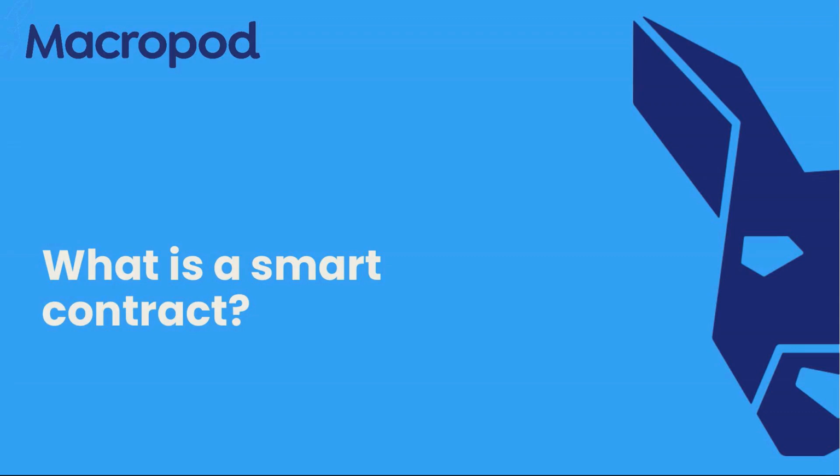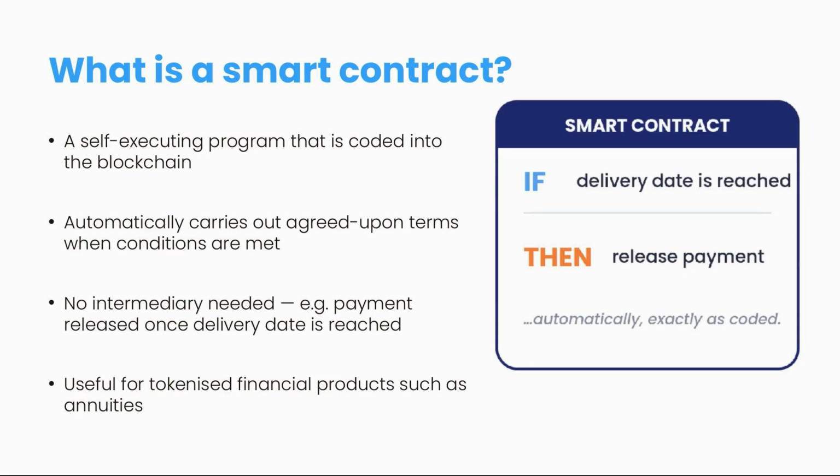One of the most powerful features of some blockchains is something called a smart contract. A smart contract is a self-executing program that is coded into the blockchain. When certain conditions are met, the smart contract automatically carries out agreed-upon terms, no middleman needed. A simple example: imagine a smart contract that automatically releases payment the moment a certain date is reached. No waiting, no manual processing, no trust required. Smart contracts are particularly useful for tokenized financial products such as annuities.